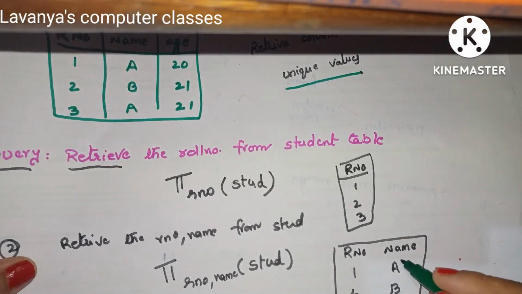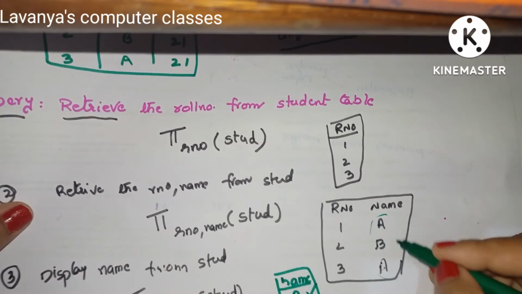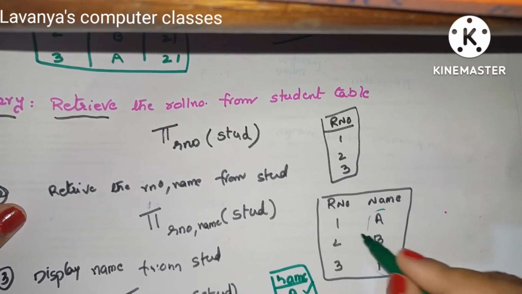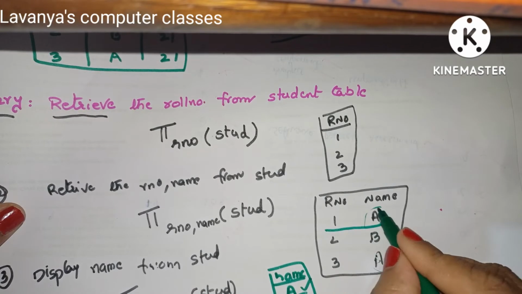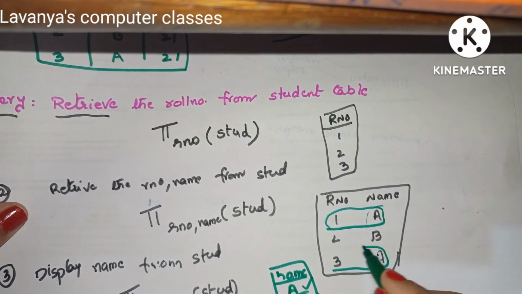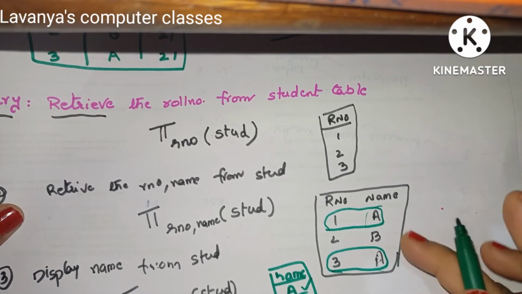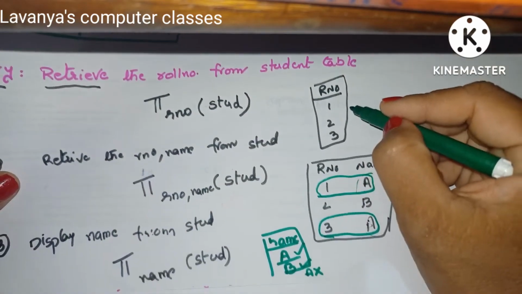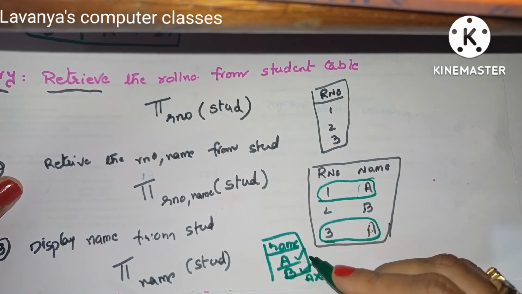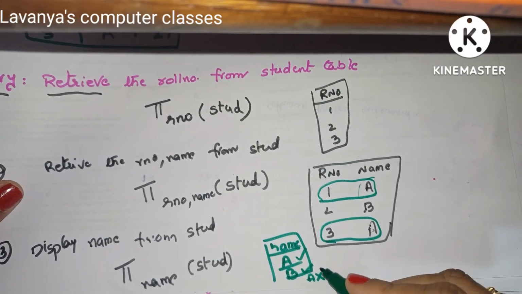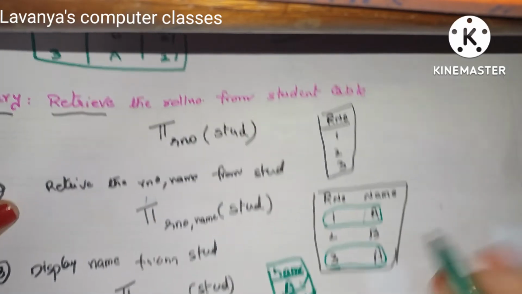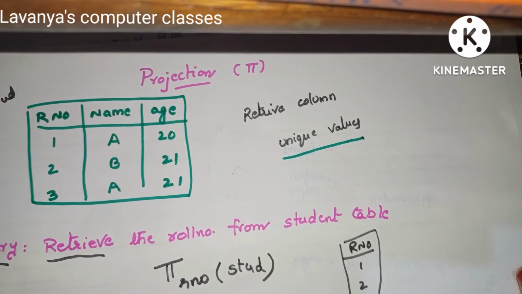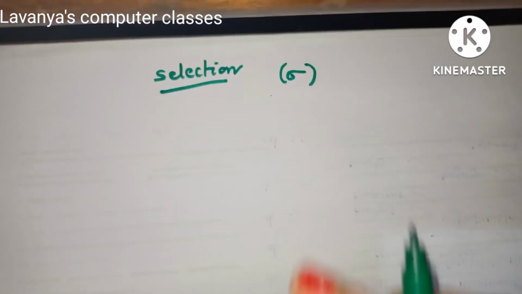But why does it display 2 times A, B, A, why does it display 3 records here? It is a combination. 1A is different, 3A is different. That's why it displayed A 2 times. Here 1, 2, 3, all 3 are unique values. Here only A, B, because A is different, B is different. Once A came again, it is not displayed on the screen. So this is the projection pi operator.